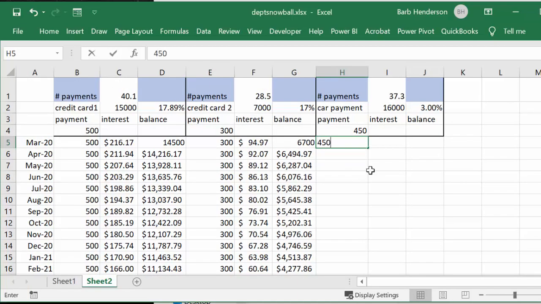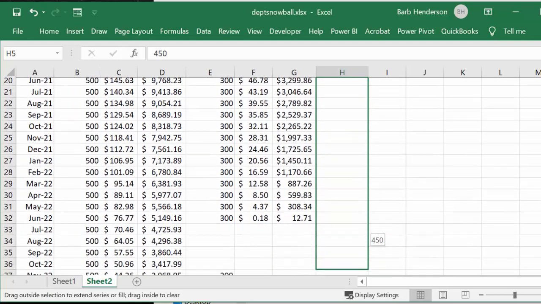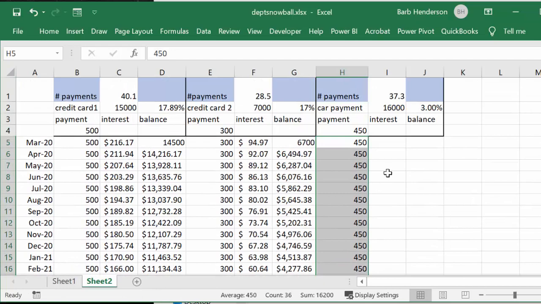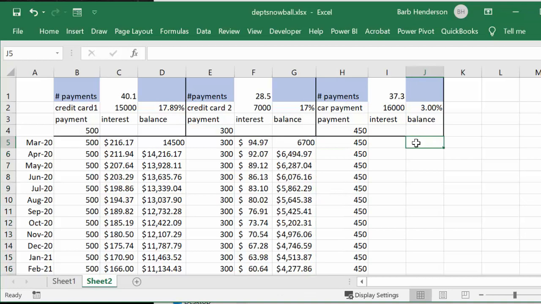So it's $450, and he's going to be doing it for 37 months, so we can afford to drag this down quite a bit. Okay, and so the balance is once again equal to the $16,000 minus the $450. So to calculate the interest, we're going to go equals, and we're going to get the balance, and then we're going to multiply it times the 3%, which we're going to absolutely reference, and then we're going to divide it by 12.